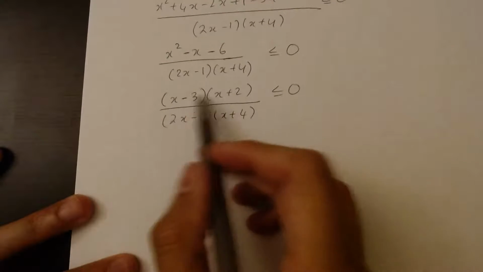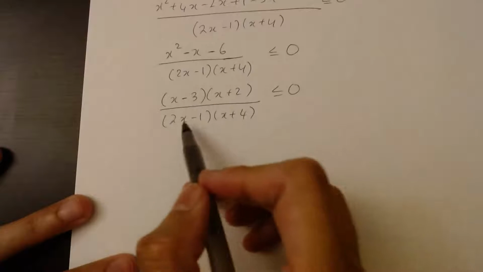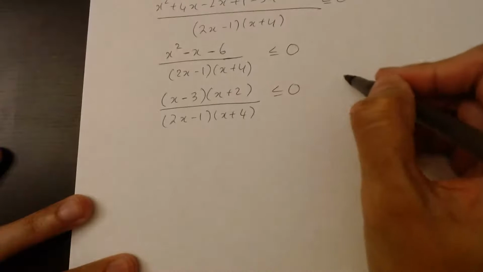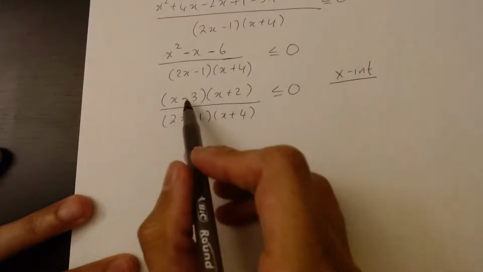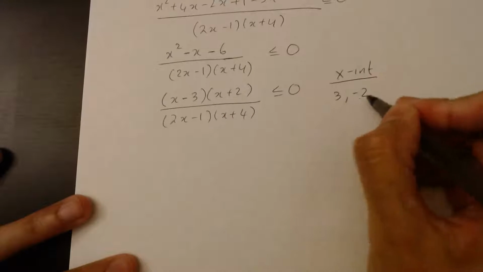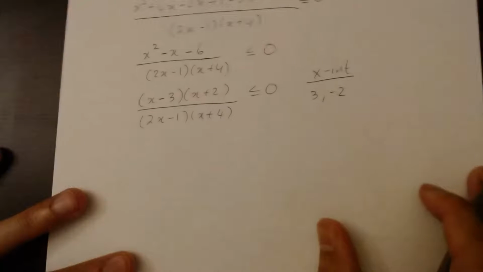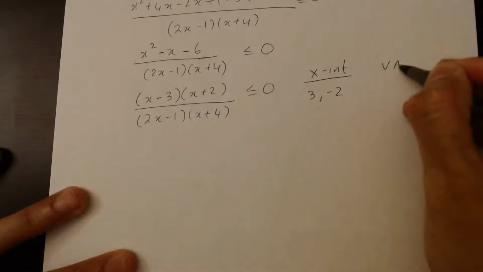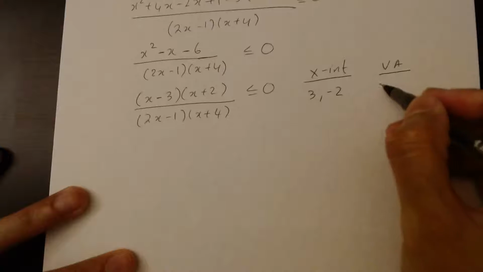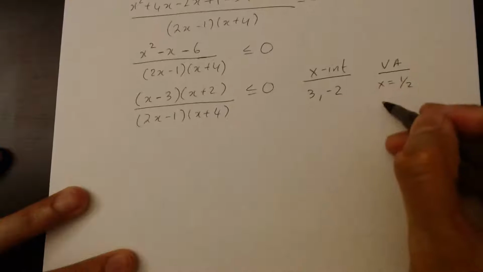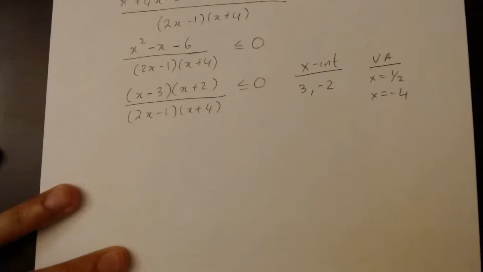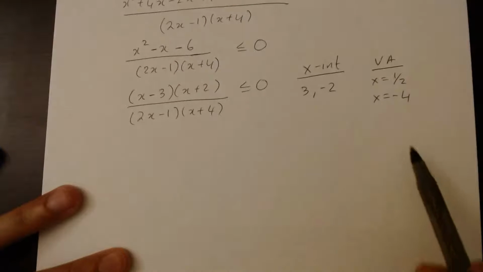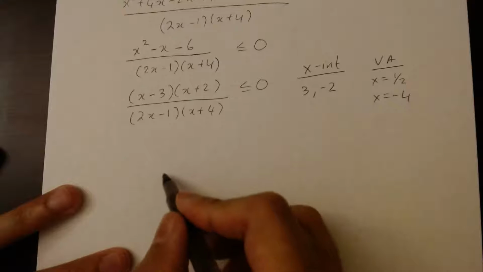So I want to state my x-intercepts or my zeros, and I want to state my vertical asymptotes as well. I want to do them separately. So my x-intercepts are just positive 3 and negative 2. And my vertical asymptotes are x equals 1 over 2 and x equals negative 4. Now the next thing I want to do is put all 4 of these points on a number line.